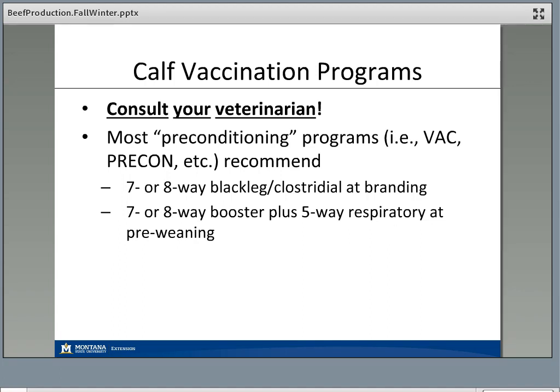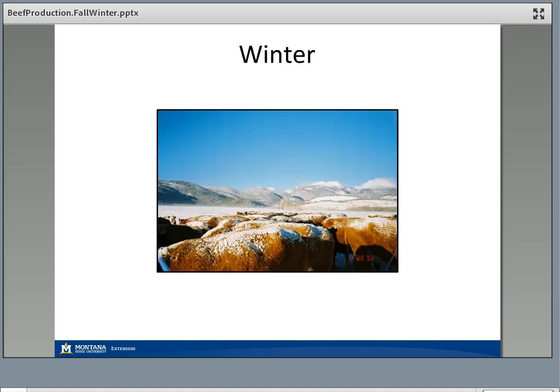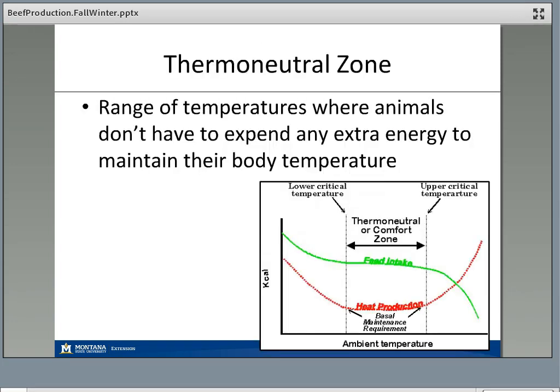Animals and people have what we call their thermoneutral zone, the TNZ. The TNZ is a range of temperatures where animals don't have to use any extra energy to maintain their body temperature. So you can see here in our little graph, the thermoneutral zone is bounded by these two vertical lines. On the left we have the lower critical temperature. On the right we have the upper critical temperature.